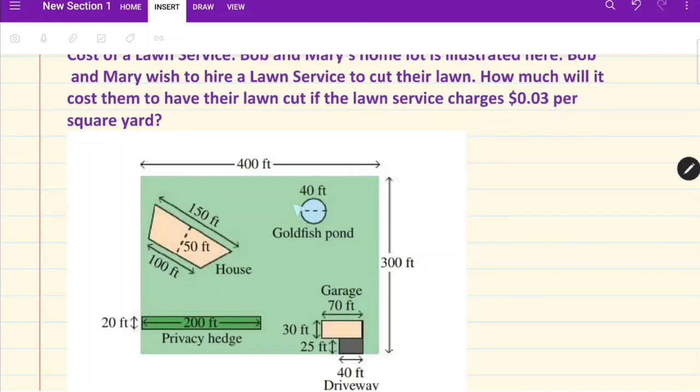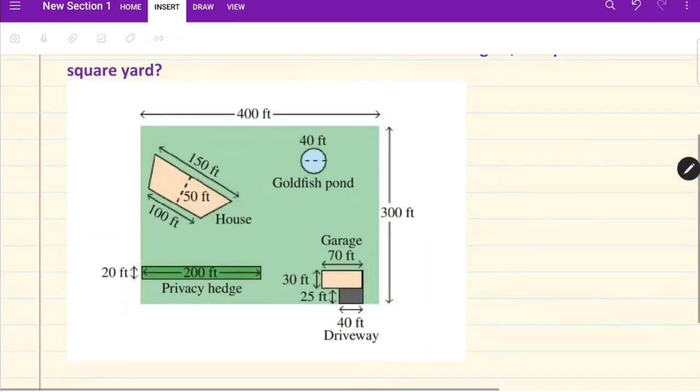Then there's a goldfish pond within the property line, and that has a diameter of 40 feet. It's circular in shape. Then there's a garage, which is 70 feet by 30 feet, and it's rectangular shaped. There's a driveway leading to the garage, and that's 25 feet by 40 feet. And then there's a privacy hedge, which is 20 feet by 200 feet, which is also rectangular.